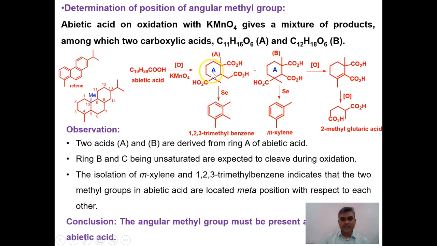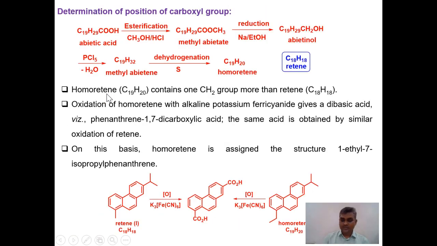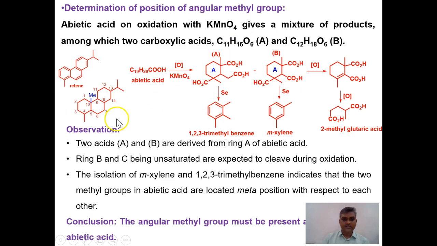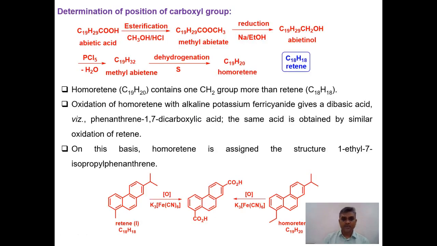Secondly, ring A is intact during the oxidation. It means that the other two rings are cleaved, and the cleavage of these two rings is possible only when we assume the presence of double bonds in ring B as well as ring C. So in this way, we have concluded that double bonds may be present in rings B as well as C, and we have proved the position of the angular methyl group at position number 10. Now let us find out the position of the carboxyl group.